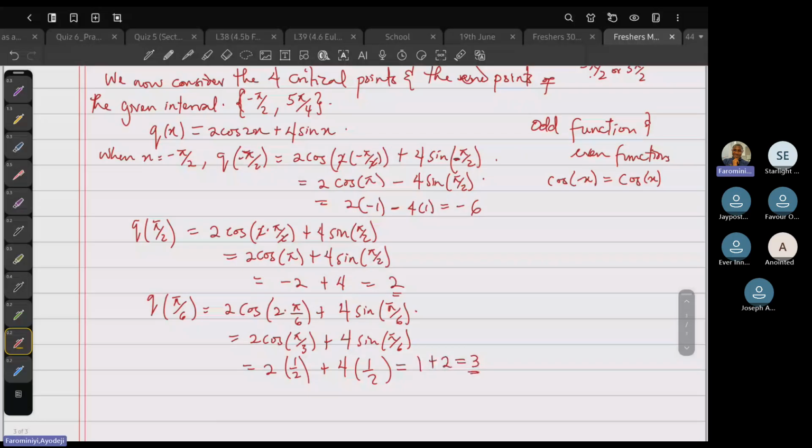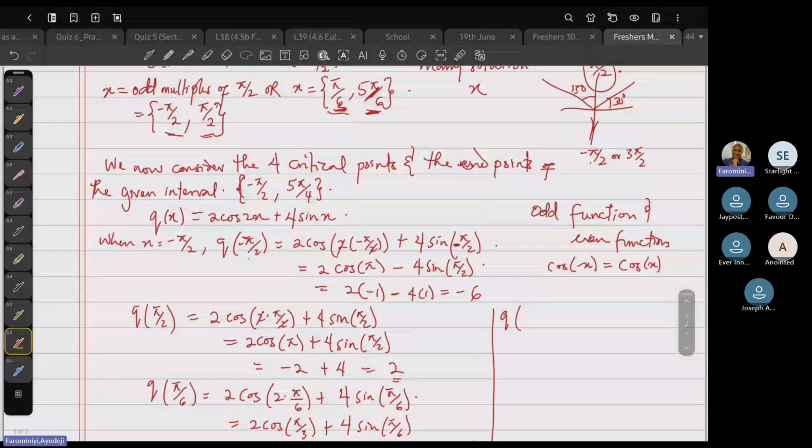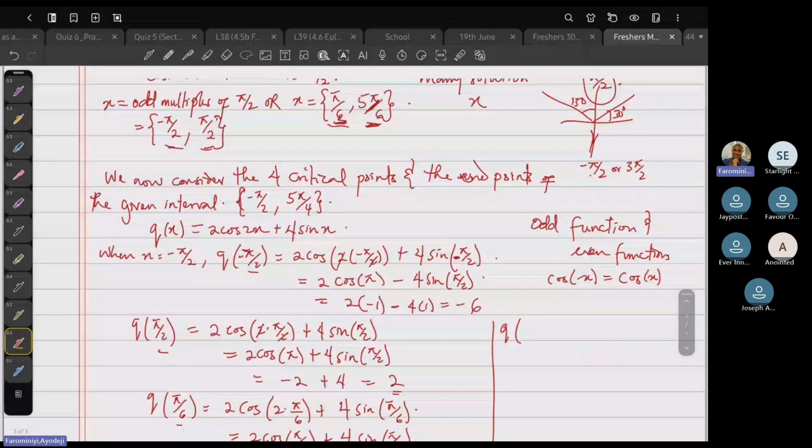We are almost there. The next one is Q of... we have done negative pi over 2, pi over 2, pi over 6. You're left with 5 pi over 6.